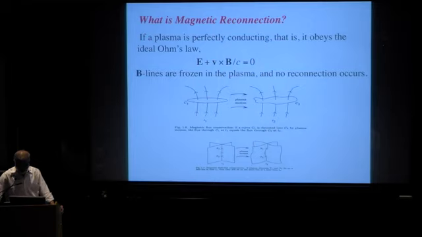If a plasma is perfectly conducting, that is, it obeys ideal Ohm's law, and you've seen this by now, right? E plus V cross B over C equal to 0. This is the ideal Ohm's law in the MHD model, where there is no non-ideal effect. E is the electric field, V is the velocity of the plasma thought of as a single fluid, B is the magnetic field permeating plasmas, and C is the speed of light.